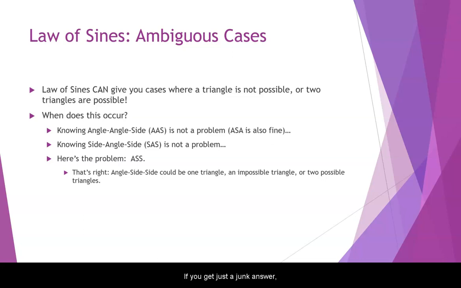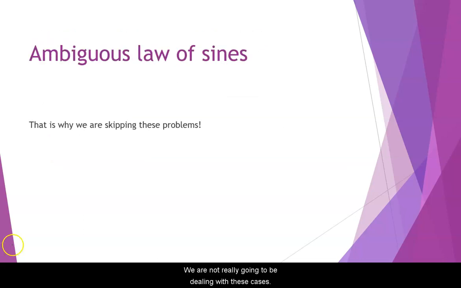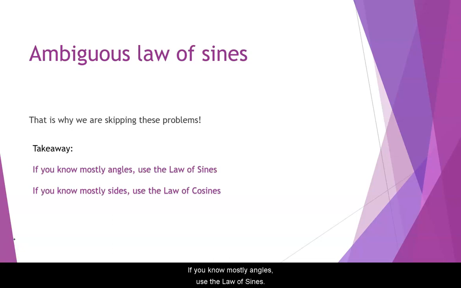If you get just a junk answer, try using law of cosines instead. We are not really going to be dealing with these cases. There might be a problem or two where you look at the answer and you're like, what the heck? Use law of cosines. In this class, though, we're not going to be explicitly looking at the ambiguous cases in law of sines. So the takeaway: if you know mostly angles, use the law of sines. If you know mostly side lengths, use the law of cosines.